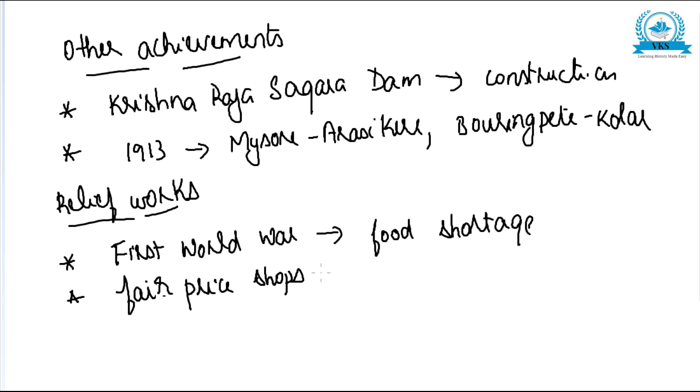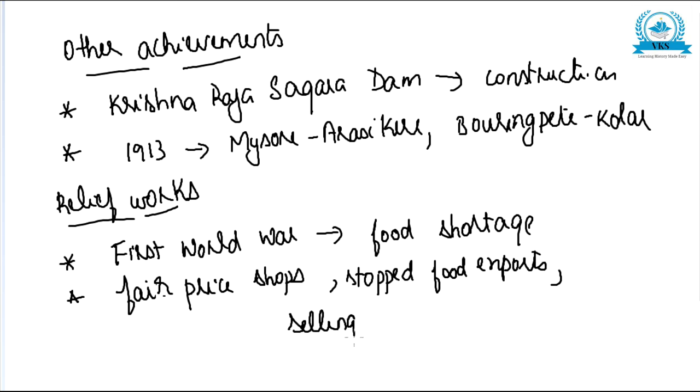These fair price shops were started, and he also stopped exporting food. Food exports were stopped, and the selling price of food was fixed. All these things were done so that the problem of food shortage should be solved. So he took relief work by opening fair price shops, by stopping food export, and also fixing the selling price.